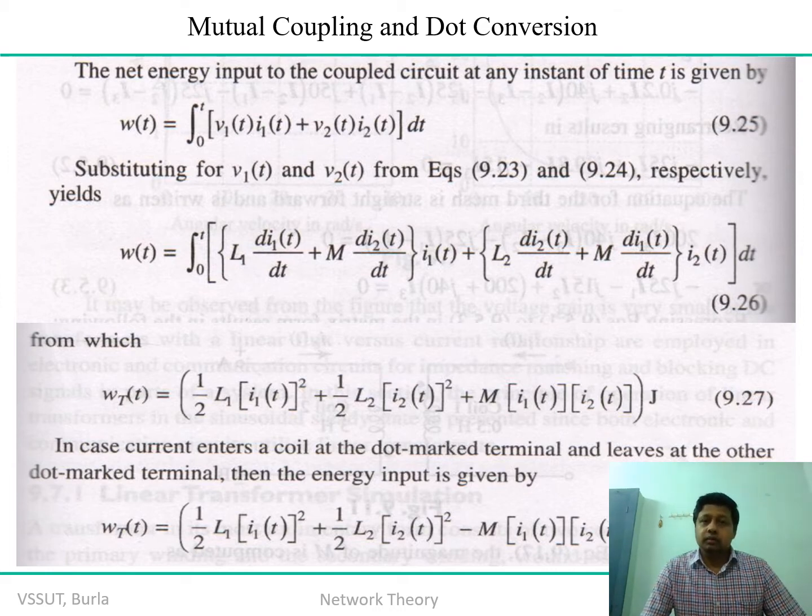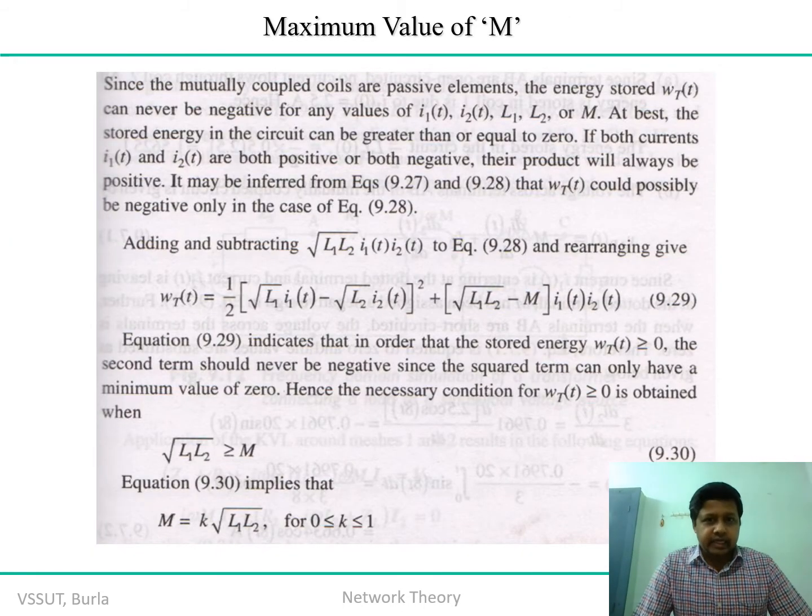And what if the dot convention is in the opposite direction? In that case, remember that the mutually induced product M I1 I2 will have a negative sign. In any circumstances, the amount of energy stored in the coil or in any network cannot be negative. So it has to be greater than or equal to zero. The two terms L1 I1 square and L2 I2 square cannot be less than zero, so the remaining component is M I1 I2.